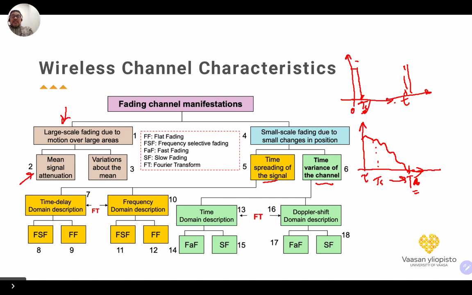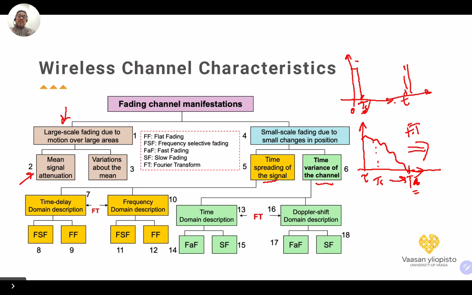Now, this process we can describe in the time domain, like a time delay domain description. And if you take the Fourier transform of this response, you can also see the problem in the frequency domain. So the problem has a time domain perspective and a frequency domain perspective, but both of them describe the same problem. Okay, this problem we can divide into two kinds. We call them frequency selective fading, FSF, and flat fading. What is the difference between them?